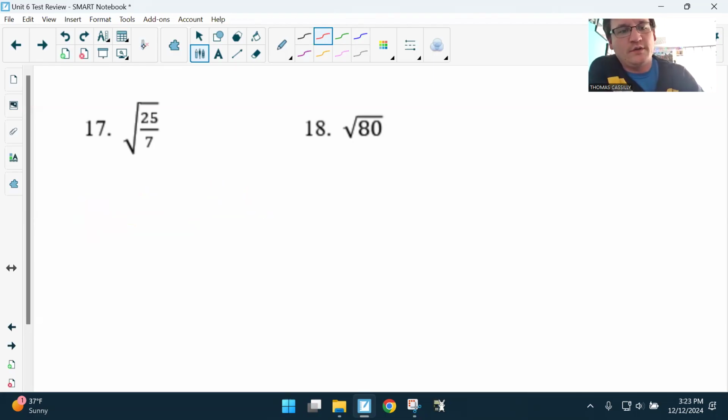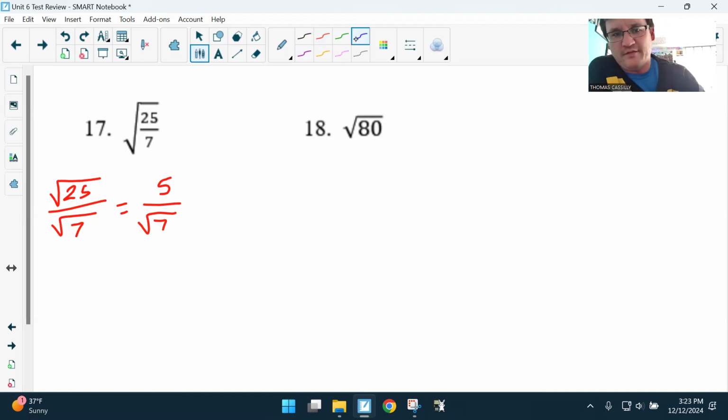So here's what I'm going to do. I'm going to take this square root of 25 sevenths, and I'm going to call it the square root of 25 divided by the square root of 7. All right, now, fortunately, if you look up on the top, the square root of 25 is just a 5. All right, so I'll put just a 5 there, but I still have the square root of 7 on the bottom, and that is an issue.